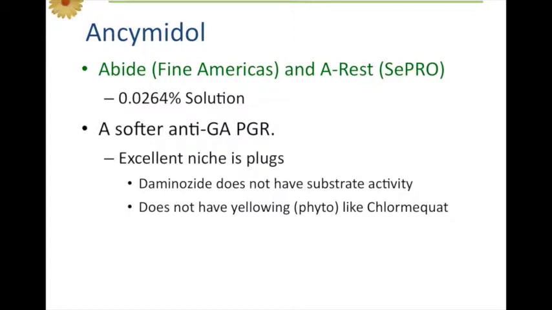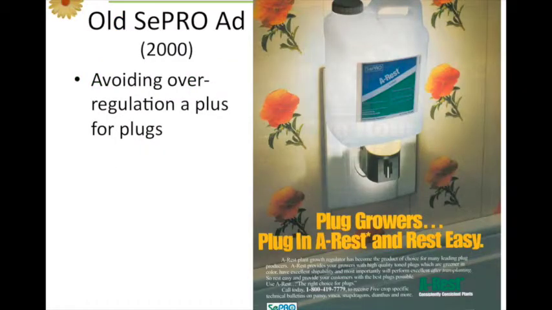It has a great niche. One of the best uses is really going to be down in plugs, so you get the safety factor there. It has the advantage that it has substrate activity, whereas dimenazide does not. It also has the advantage that there's not the potential for the phytotoxicity, the yellowing, that occurs with chlormequat. So it has some nice niches there, especially for plugs.